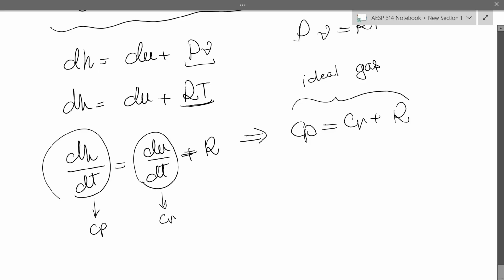Whenever I say gas constant, it's a specific gas constant. It is either gas constant or universal gas constant, but I don't really use the specific. Any questions?